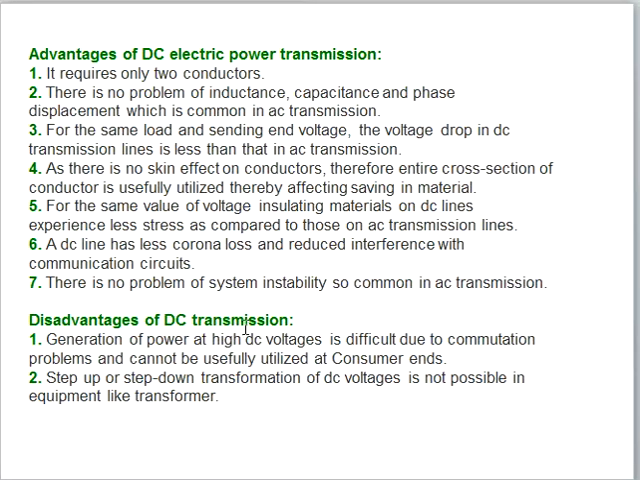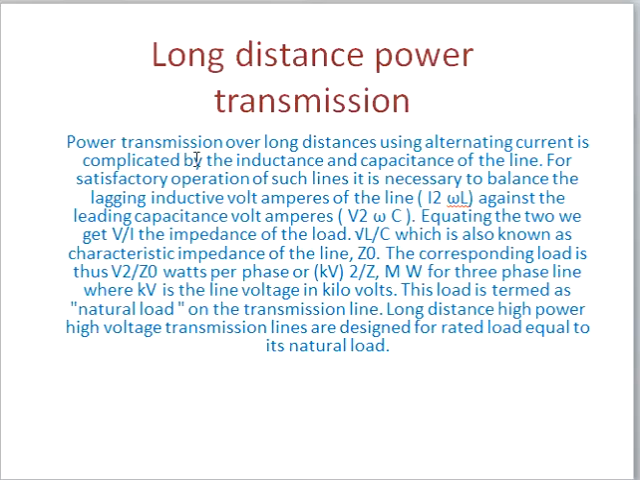Disadvantages of DC transmission: you can go over these already. I'm going to talk about the disadvantages here. The generation of high DC voltage power is difficult due to commutation problems. Step up or step down of DC voltage is not possible with equipment like a transformer, which can be done in AC transmission.